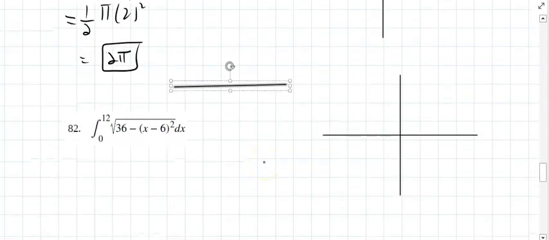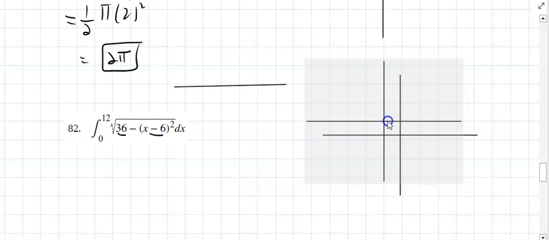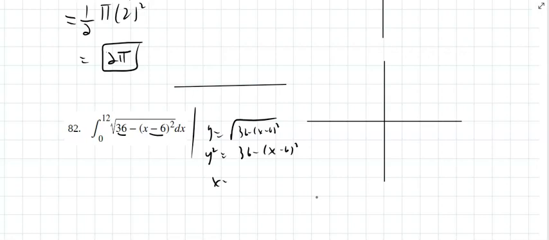And this is a circle with a radius of 6, shifted 6 units to the right. And if you don't see it, y equals the square root of 36 minus (x minus 6) squared, square both sides. There it is. The center is (6, 0), and the radius is 6. So let's say 1, 2, 3, 4, 5, 6.